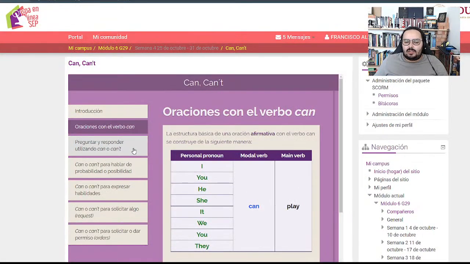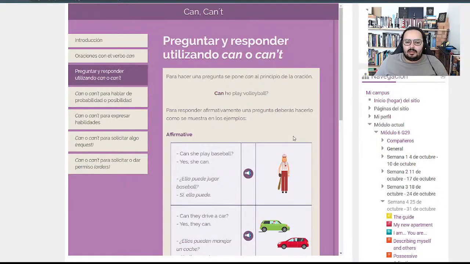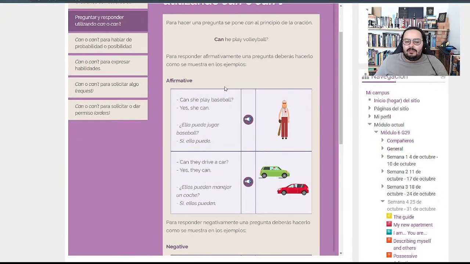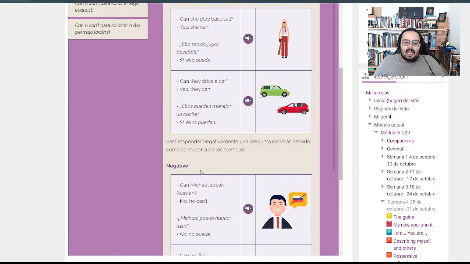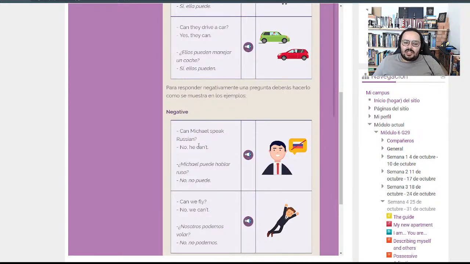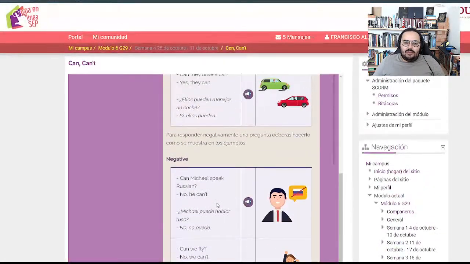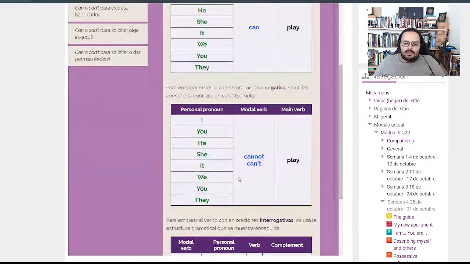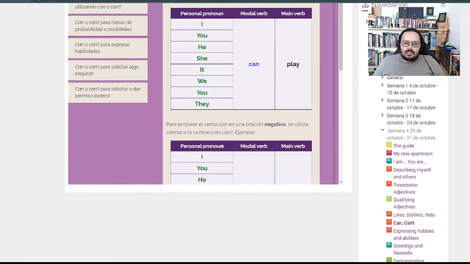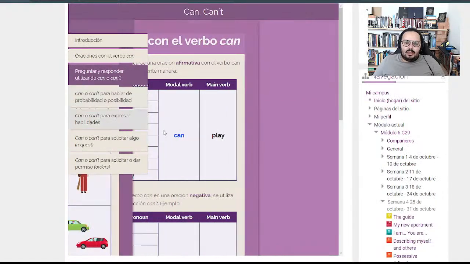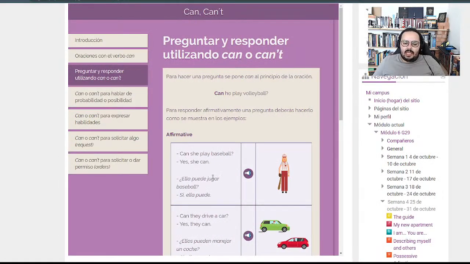Now, in order to ask or answer, here we have some explanation. It says the affirmative question and answers are the following. For example, can she play baseball? Yes, she can. Can they drive a car? Yes, they can. The negative form, can Michael speak Russian? No, he can't. Can we fly? No, we can't. Okay? So, those are like we saw in here. For the questions with can, we use those answers. Yes, subject can. No, subject cannot or can't.